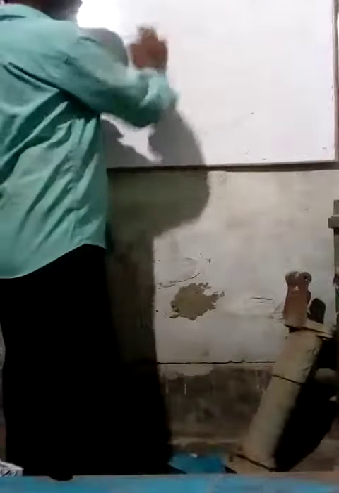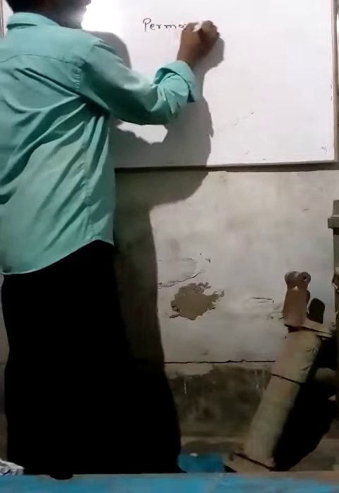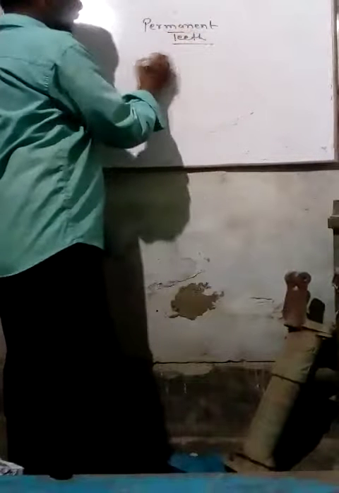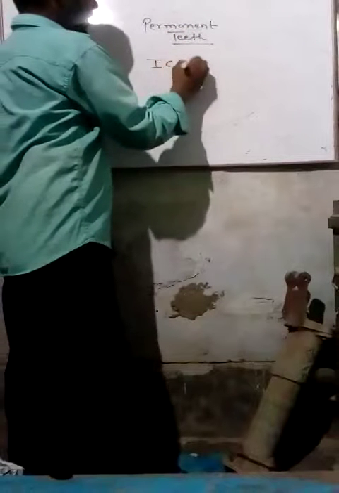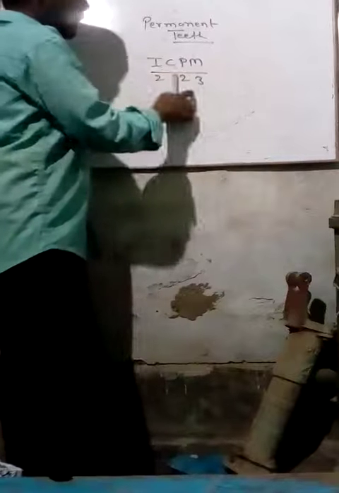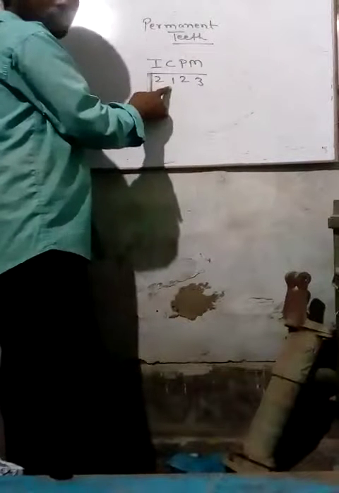So I am going to tell you a trick to remember the number of teeth. Sorry, not milk teeth, permanent teeth. ICPM 2123. It's a trick about permanent teeth. It shows each type of teeth and its number, right?